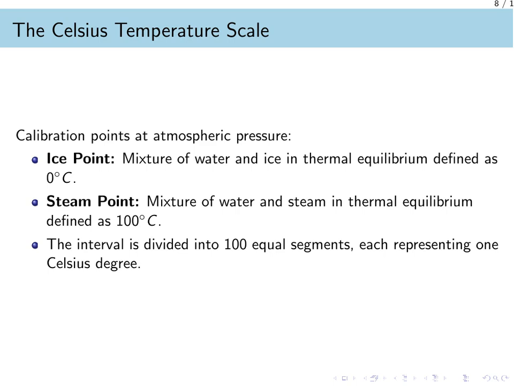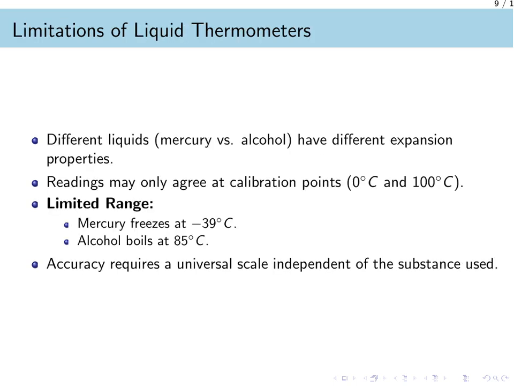The Celsius temperature scale is built using two specific calibration points at standard atmospheric pressure. The first is the ice point, which is defined as 0 degrees Celsius. This is the temperature at which a mixture of water and ice exists in thermal equilibrium. The second is the steam point, defined as 100 degrees Celsius, where water and steam are in thermal equilibrium. To complete the scale, the interval between these 2 points is divided into 100 equal segments. Each of these segments represents exactly 1 Celsius degree of temperature change. While liquid thermometers are useful, they have significant limitations.